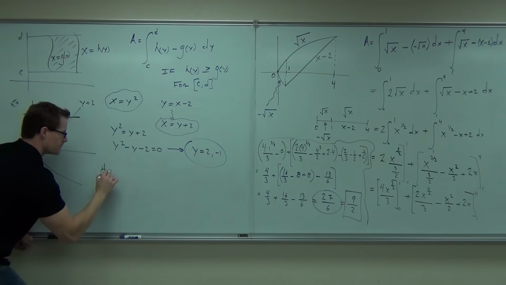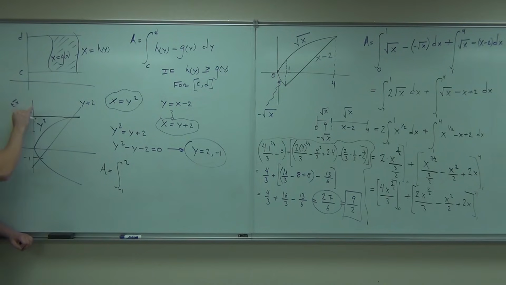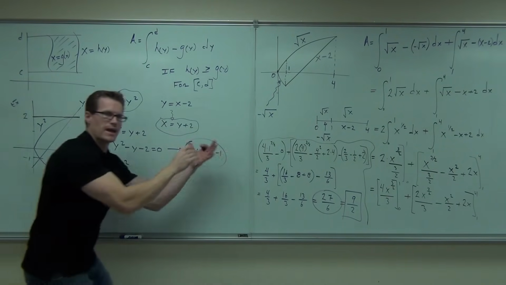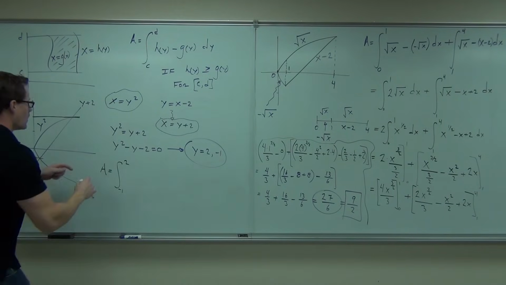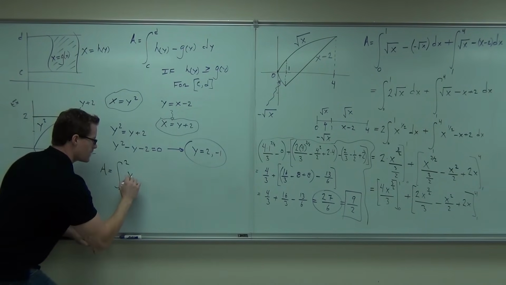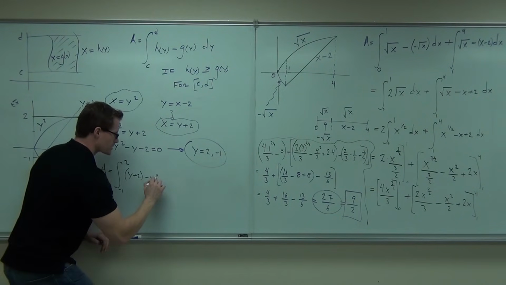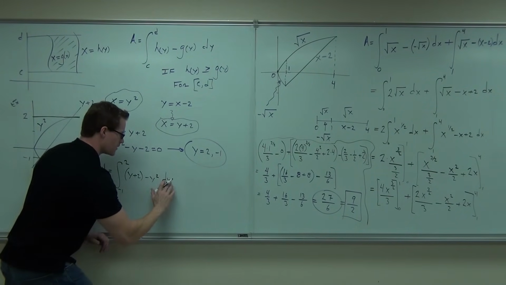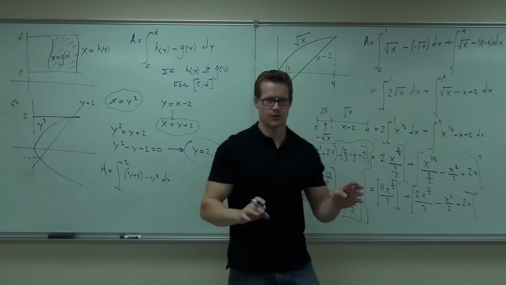So my area is from -1 to 2. Notice that's from c to d, -1 to 2. That's why I had my y's. It's in terms of y. -1 to 2. The function on the right was y plus 2. The function on the left was y squared, dy. Yes, no? Feel okay with it so far?